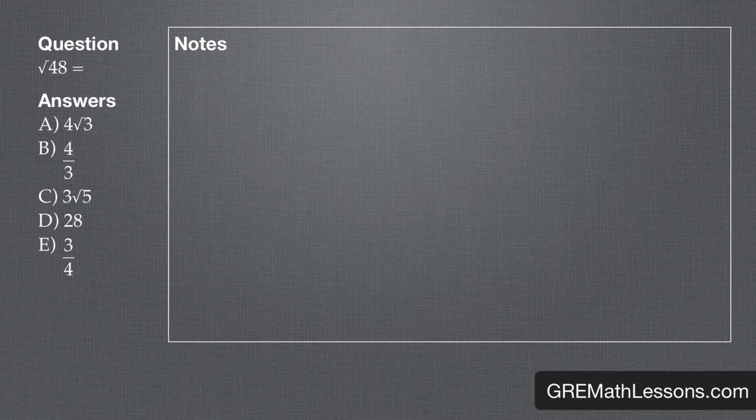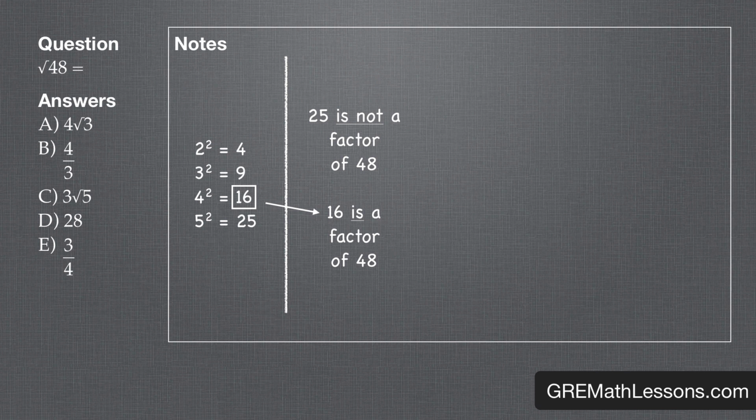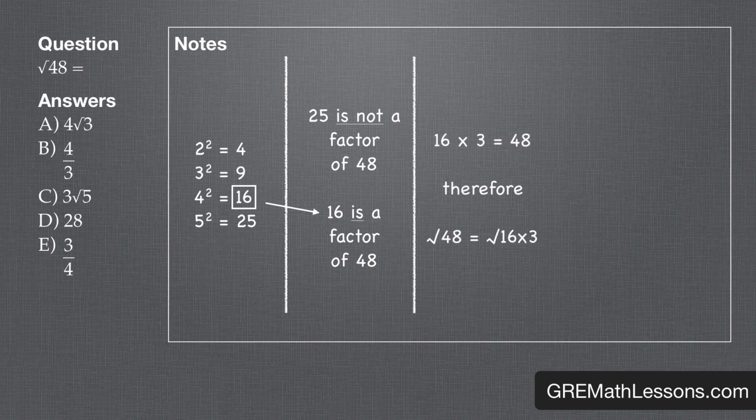The first step in simplifying a square root is to determine the largest perfect square that is a factor of the number under the square root. Let's list out a few perfect squares. 2 squared is 4, 3 squared is 9, 4 squared is 16, and 5 squared is 25. Working our way from high to low, it's pretty clear that 25 is not a factor of 48. However, 16 is a factor. 16 times 3 is 48. Therefore, we can rewrite the question as square root of 16 times 3.